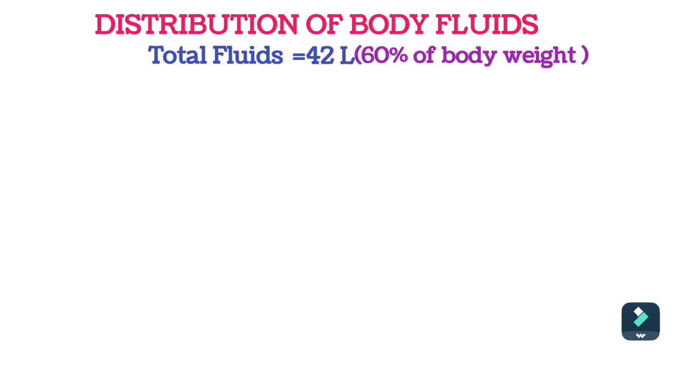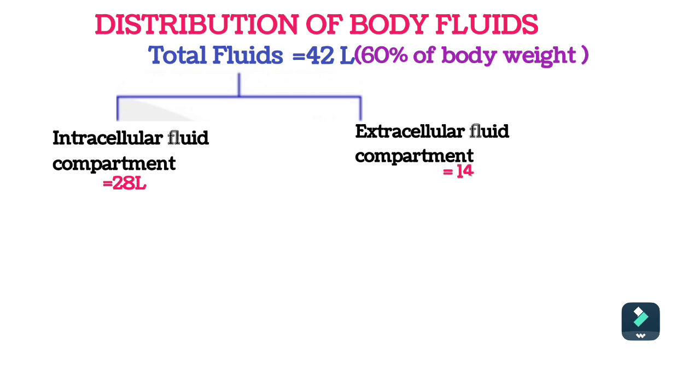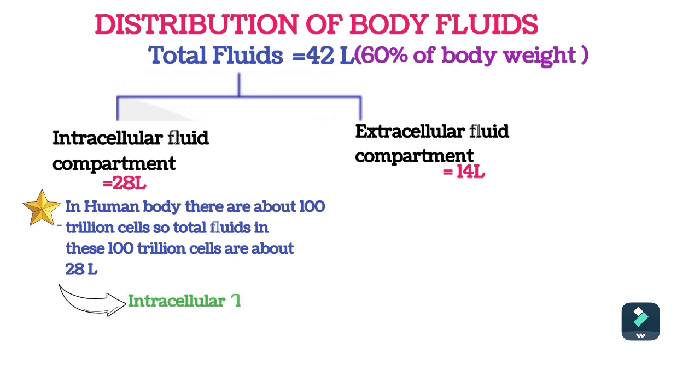The total fluids in our body is about 42 liters, approximately 60% of the body weight. This is divided into two types: intracellular fluid compartment, fluids inside the cells, and extracellular fluid compartment, fluids outside the cells. Intracellular fluids are about 28 liters, and extracellular fluids are about 14 liters. In the human body, there are about 100 trillion cells, so the total fluids in these 100 trillion cells are about 28 liters, which are called intracellular fluids.